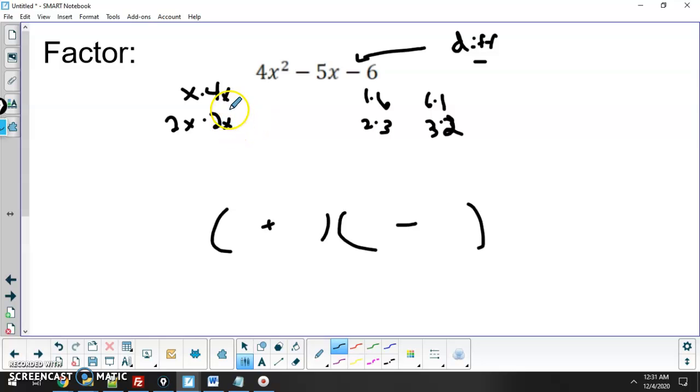So you can keep going through the factors, but I think I found the one that works here. It's this pair and this pair. 4x times 2 is 8x. x times 3 is 3x. 8x minus 3x is 5x.